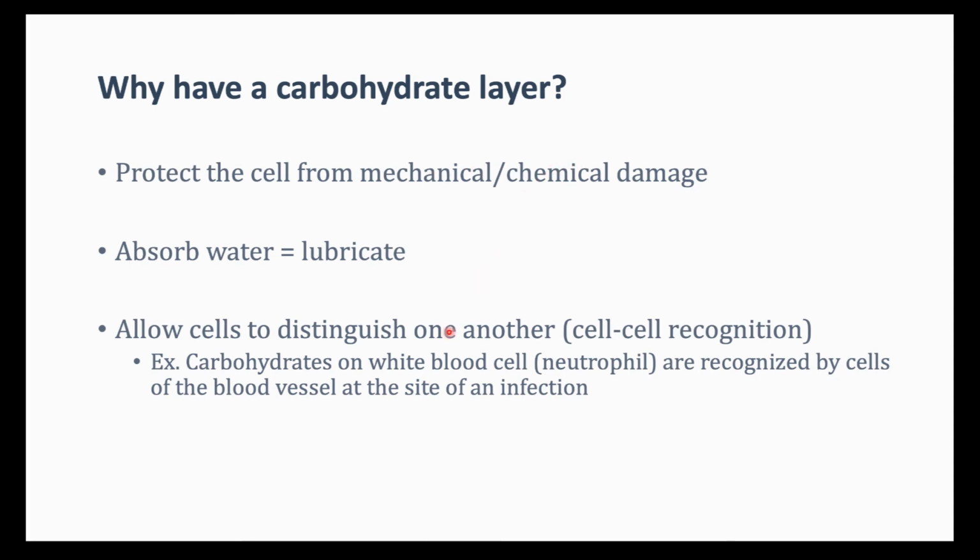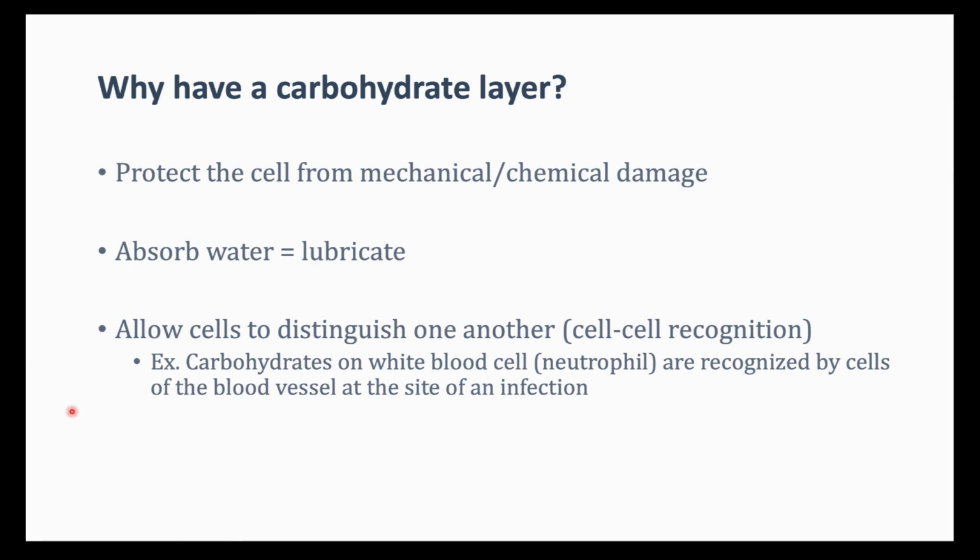It can also be a way that cells distinguish one another. So they recognize cells they might want to adhere to, for example. In a moment, I'm going to show you a movie of carbohydrates in a white blood cell that are used in a binding interaction with the endothelial cells of the blood vessel, and is helpful in those white blood cells exiting the blood vessel and going to the site of infection.